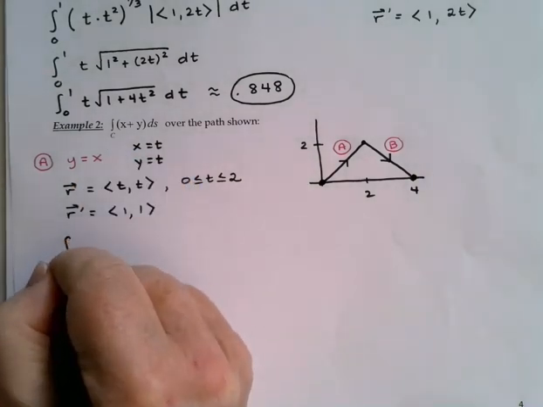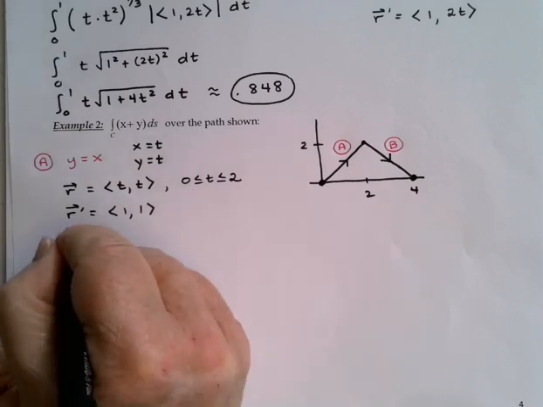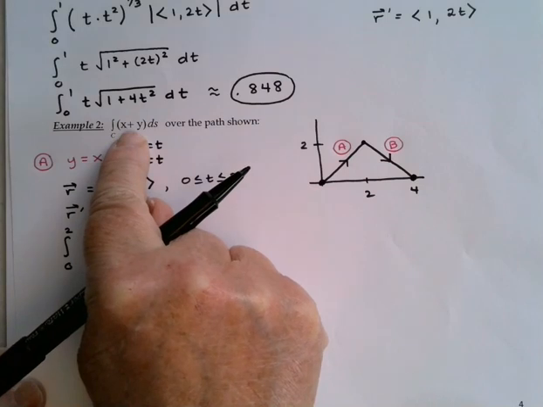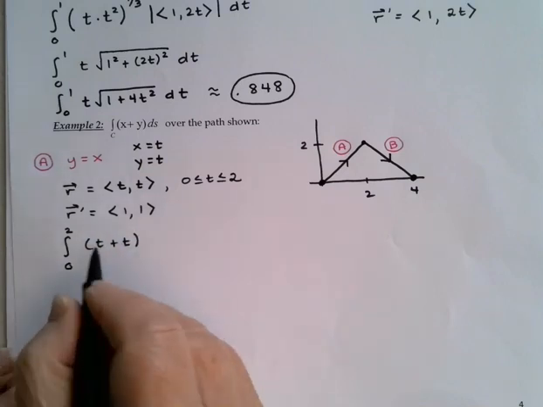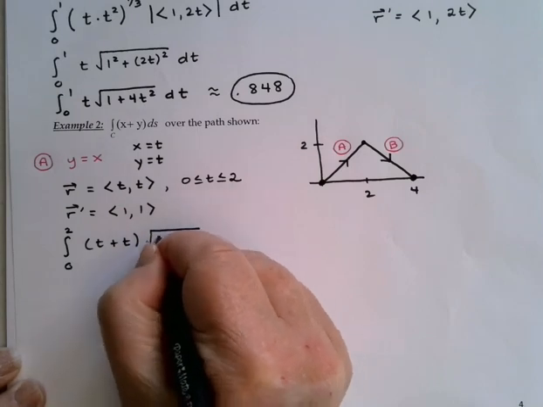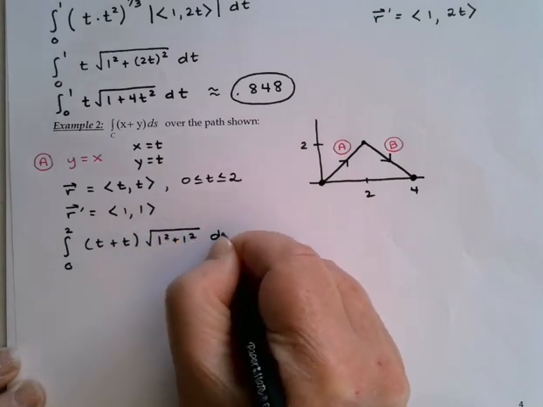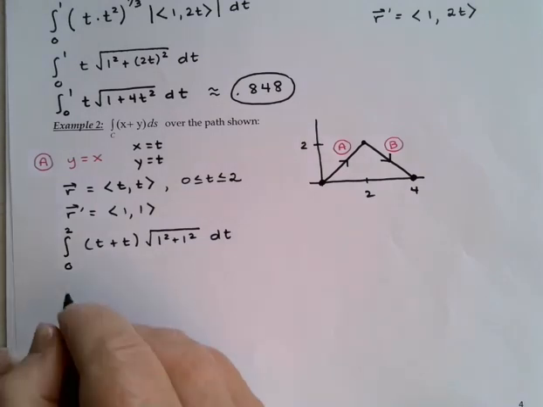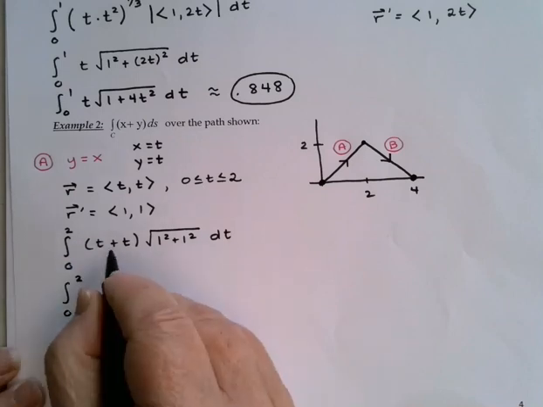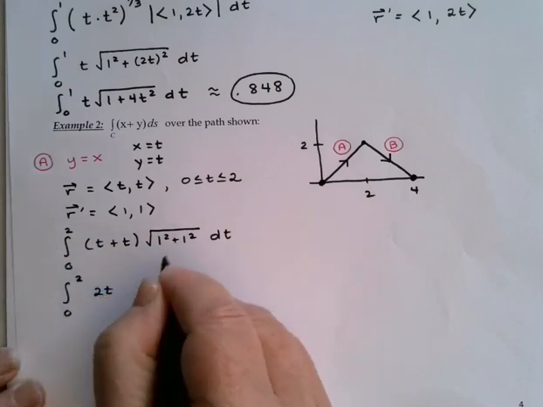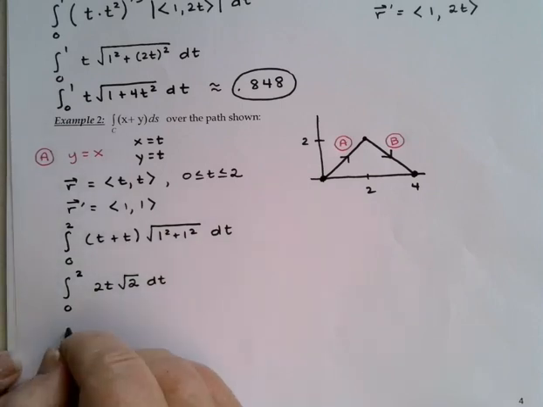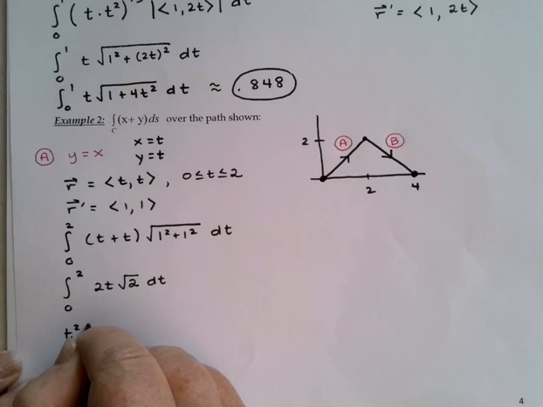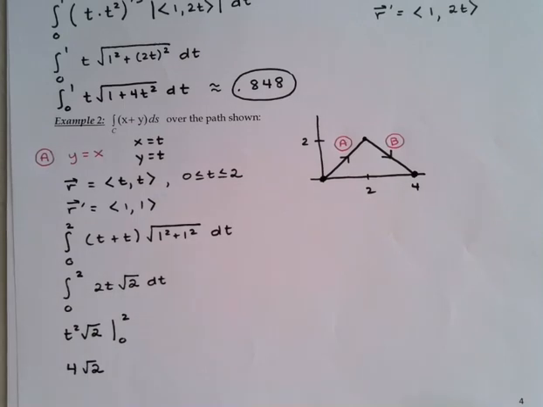So my integral goes from 0 to 2. I have x plus y, so that would be t plus t, times the magnitude of r prime, square root of 1 squared plus 1 squared, dt. That's going to be 2t times the square root of 2 dt. And let's just run through this one. It's pretty simple and it gives me an exact answer. I'll have t squared square root of 2 from 0 to 2, which gives me 4 times the square root of 2 for A here.